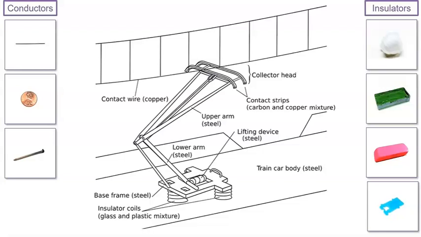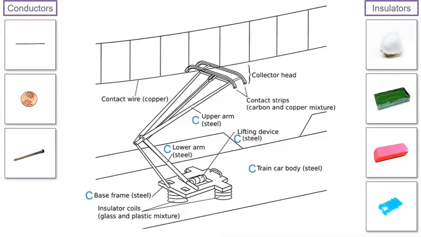Let's write a C next to the parts of the pantograph that are conductors. And let's write an I next to the parts of the pantograph that are insulators. We already know the train car body is a conductor. Do you see any other parts that are made of steel? Point to them. The upper arm, the lifting device, the lower arm, and the base frame, right? Let's label all these parts with a C.